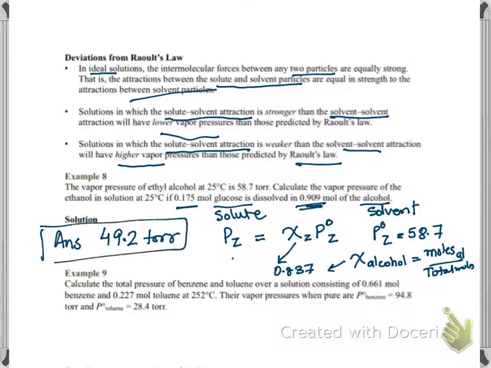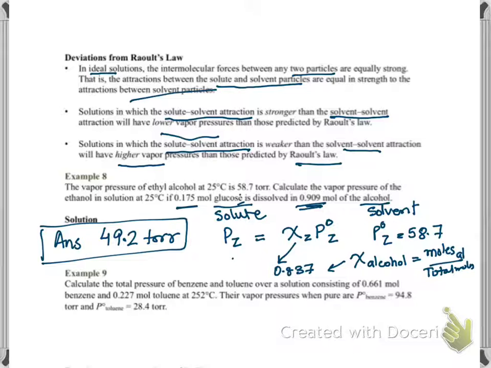And you can see here the vapor pressure of the pure solvent was 58.7. So when you added the solute, what did it do? It lowered the vapor pressure of the solvent in the solution.